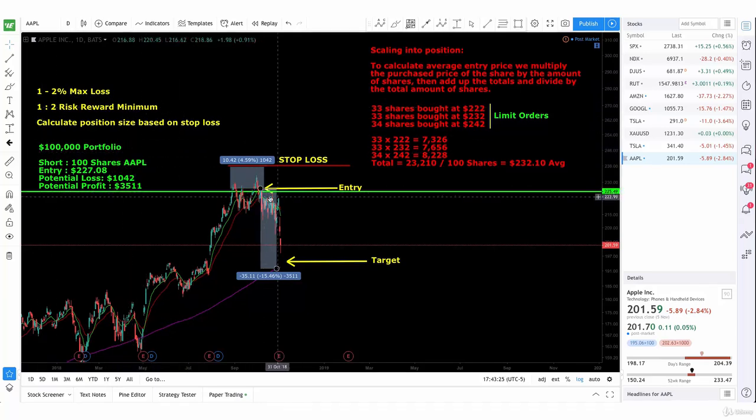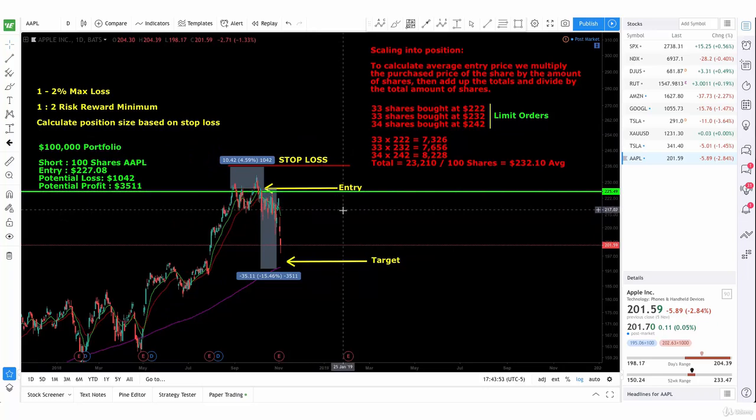But our upside, if our short goes into the target that we have already set, we would have made $35 per share, which gives us about $3,500 in profit. So it's a little bit over a 1 to 3 risk reward ratio, which is ideal. This is a good trade that you should take if you have this amount of risk reward.